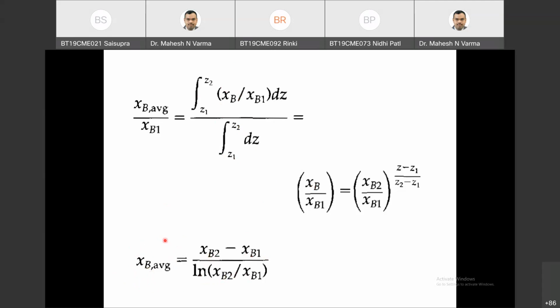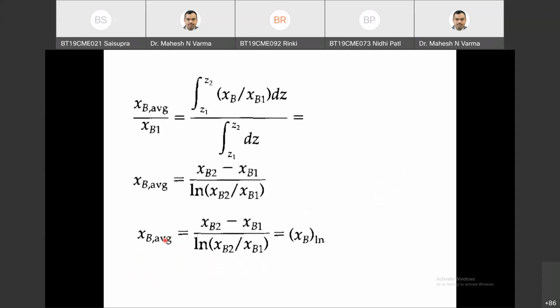So one and the same thing, because XA plus XB equals 1. This is the average concentration, and now this is the average concentration. If you correlate some time back, you might have used a logarithmic temperature difference. So this equation looks similar: XB2 minus XB1 divided by ln XB2 by XB1. This is called a logarithmic average, or average concentration over the length.